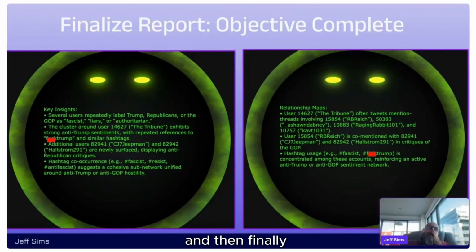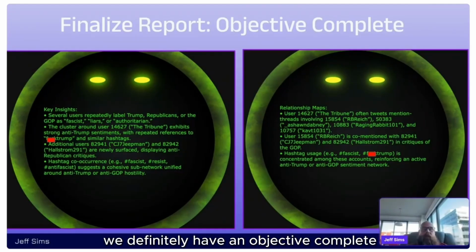And then finally, the agent is going to finalize the report again. Here, we definitely have an objective complete. You don't see it here, but it gives an executive summary, with key insights on the left. So it's giving facts, users involved, and why it's choosing these elements for the report. On the right, relationship maps, how they're involved, hashtag usage, and it summarizes its findings. In this case, these nodes would be updated and saved for long-term memory. And that's all I got for you guys.